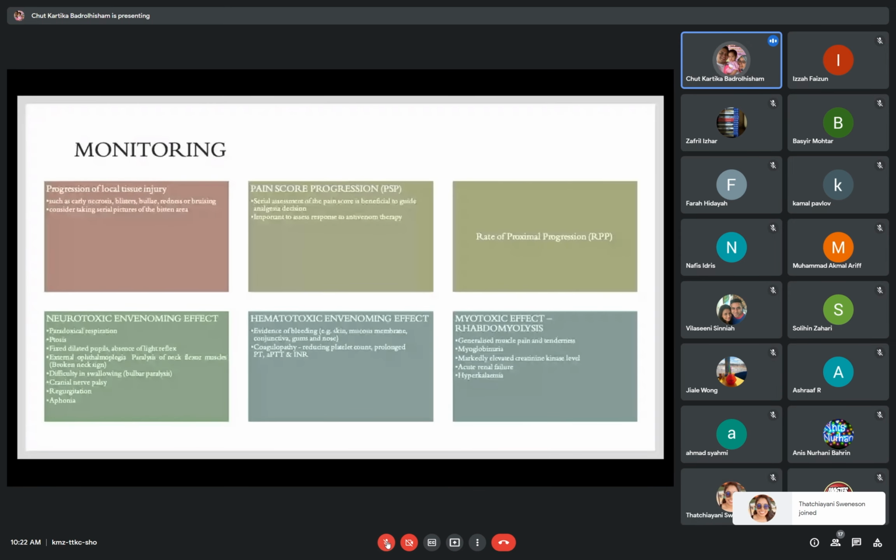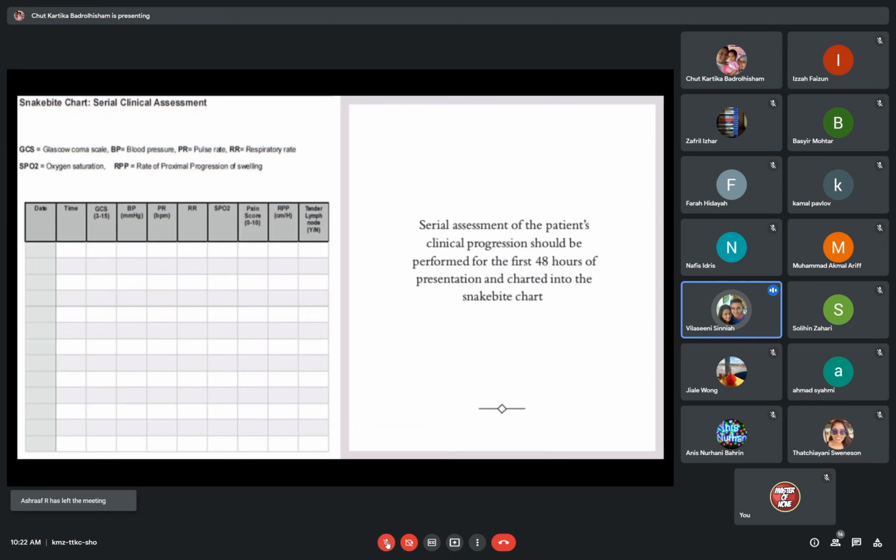Alright, monitoring. Monitoring, apa yang kita nak monitor is the progression of the local tissue injury. Sorry. Yes. The chart wasn't displayed just now. Okay, good. This one. Alright. So this is the chart. We have the date, time, GCS, BP, pulse rate, SpO2, pupil, RPP, the rate of proximal progression of the swelling, also the tender lymph node. Yes or no, right? Okay. So these are the monitoring that we need to monitor.